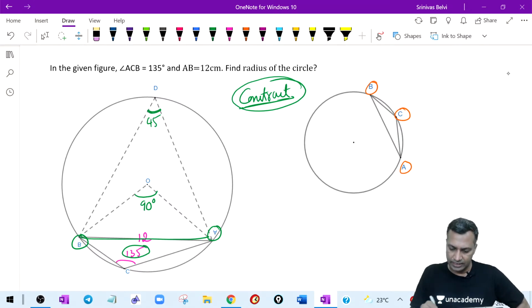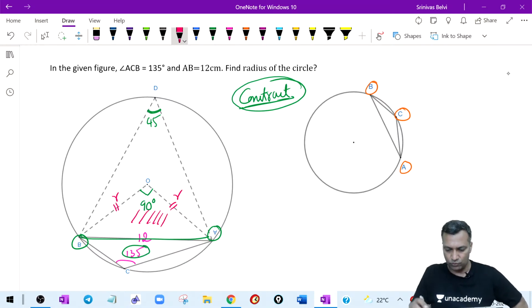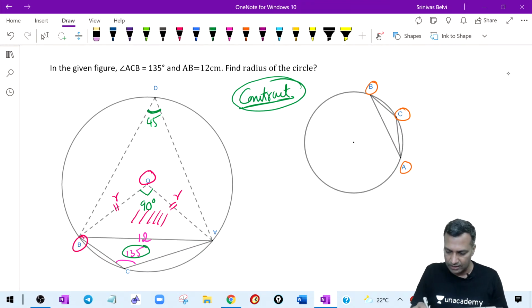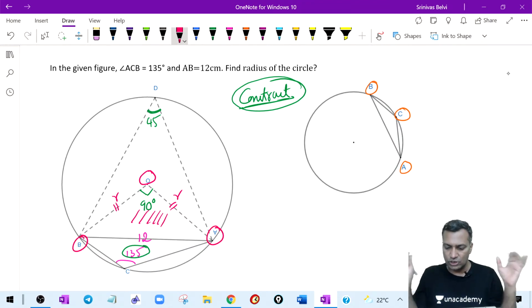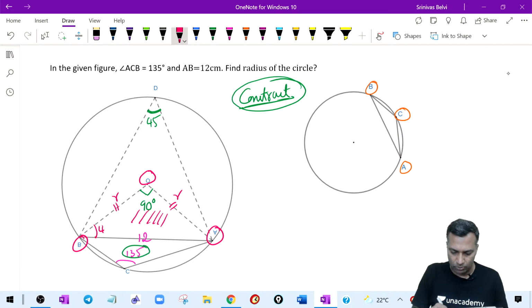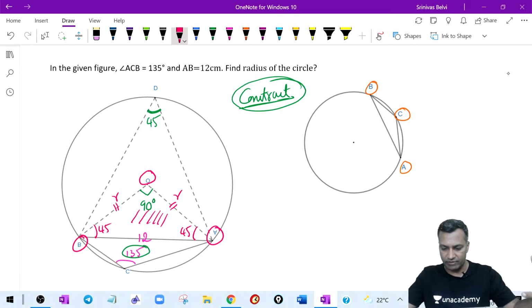So this particular angle is 90 degrees, and these two sides are equal. This is radius and this is radius. Focus only on triangle OAB. There is O here, B here and A here. The two sides are equal, therefore the angles opposite those two sides would be equal, and hence I have a 45-45-90 triangle.